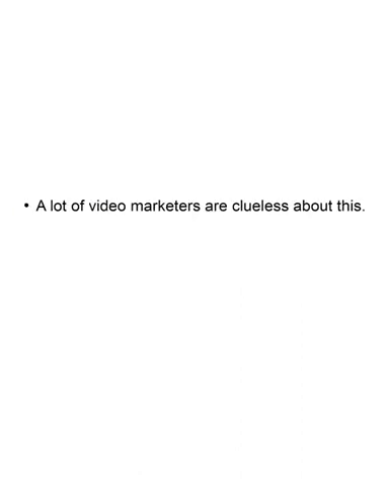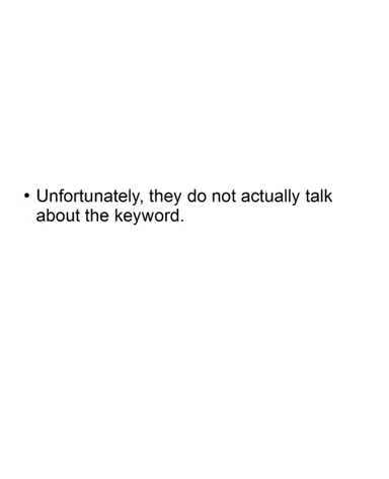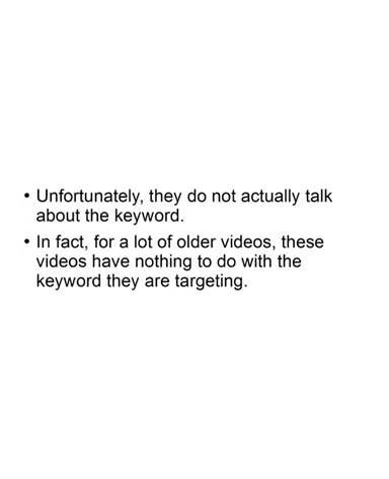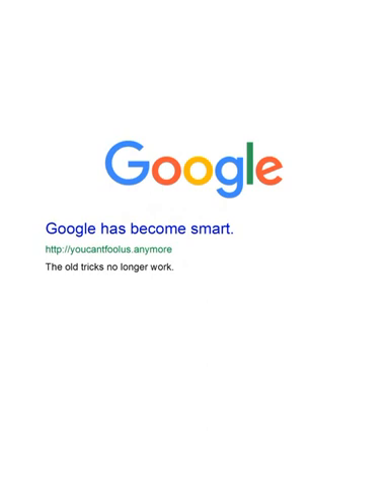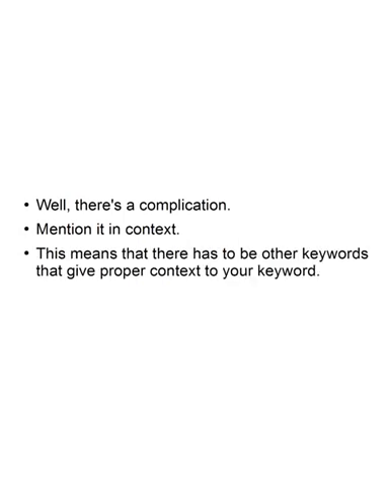A lot of video marketers are clueless about this. They use the old tricks. They stuff keywords in their description, their titles, and their file names. Unfortunately, they do not actually talk about the keyword. In fact, for a lot of older videos, these videos have nothing to do with the keyword they are targeting. Google has become smart. The old tricks no longer work. Here's the simple trick. Mention your keyword in your video. Sounds simple, right? Well, there's a complication. Mention it in context. That means there has to be other keywords that give proper context to your keyword.